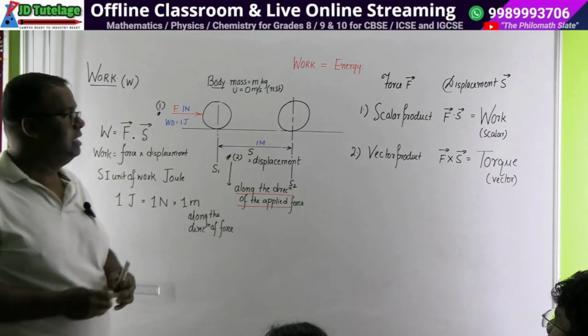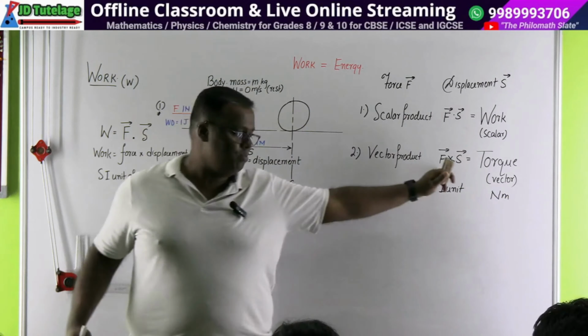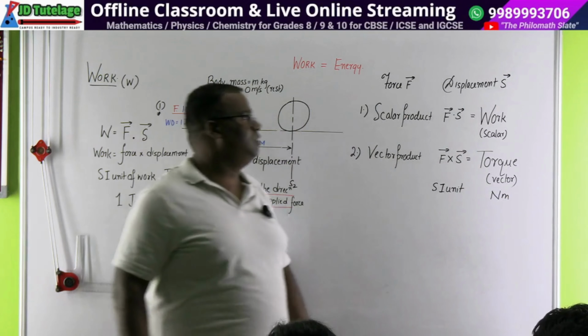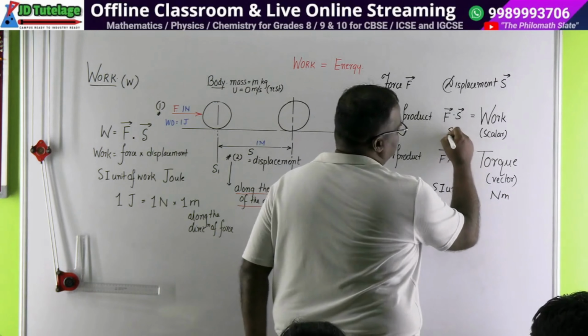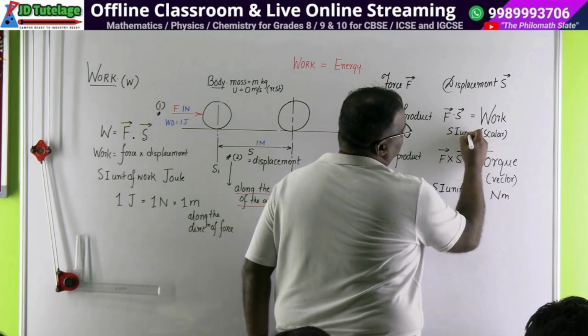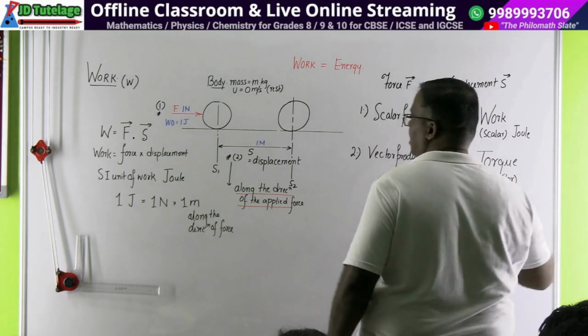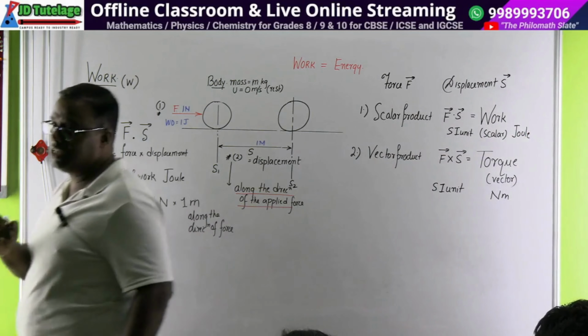Now, let's talk about the SI unit. The SI unit of torque is Newton meter. Satisfied? Newton multiplied by meter is Newton meter. The SI unit of torque is Newton meter, whereas the SI unit of work is joule. Did you understand? Joule is born from scalar multiplication.